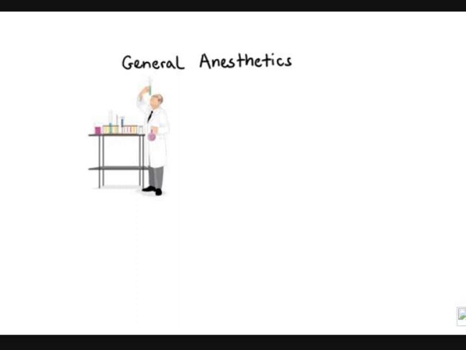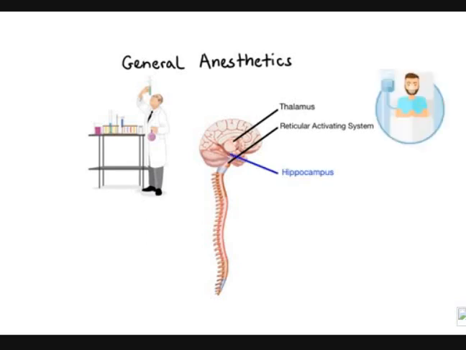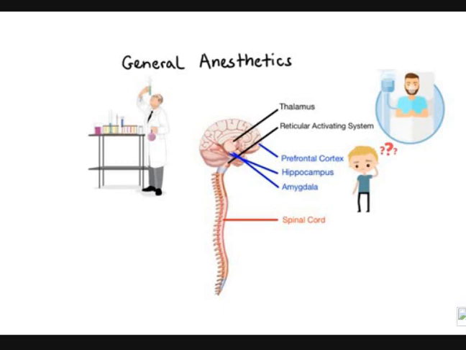So the mechanism of action of general anesthetics is not entirely clear. Although early theories focused on a single common path of action for all anesthetics, at the macroscopic level, the action of general anesthetics on the thalamus and reticular activating system leads to reversible loss of consciousness. The action on the hippocampus, amygdala, and prefrontal cortex causes amnesia. And finally, the action on the spinal cord is responsible for immobility and analgesia.